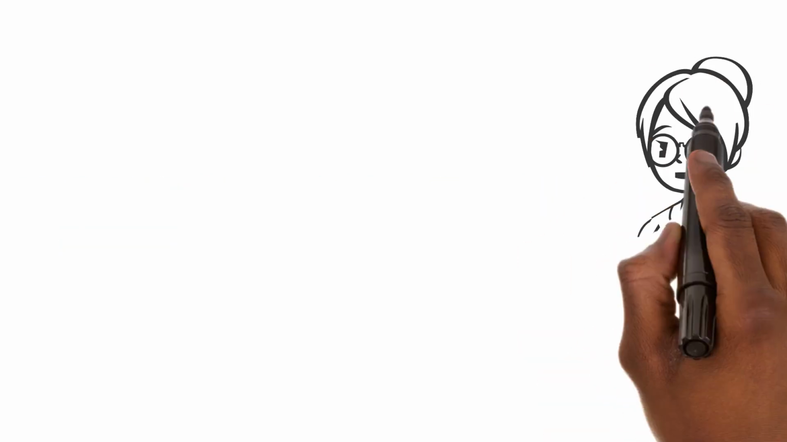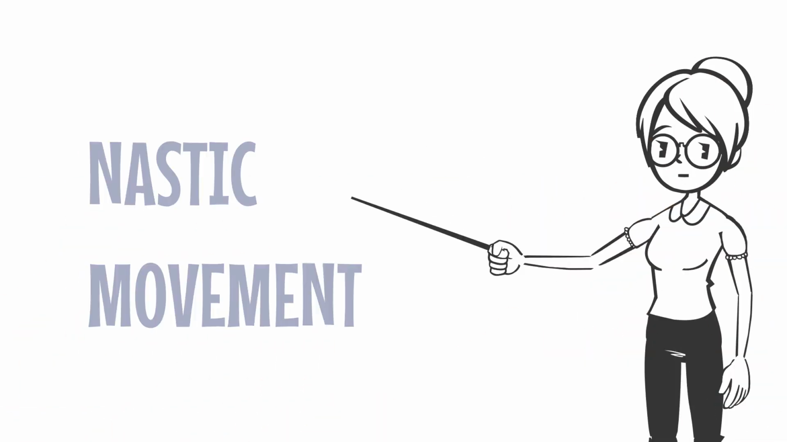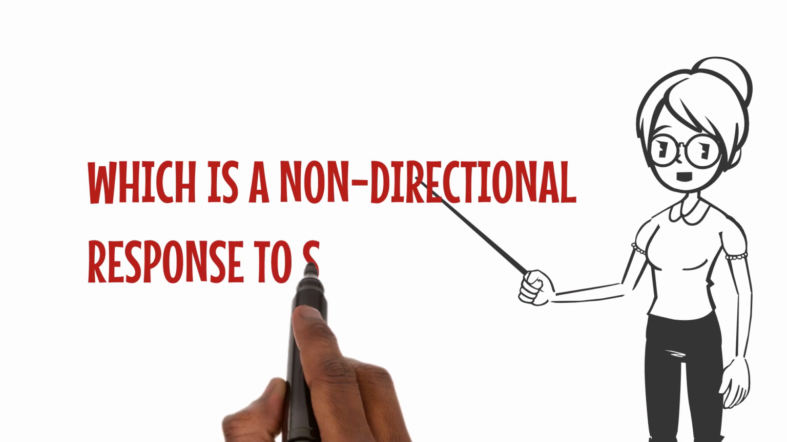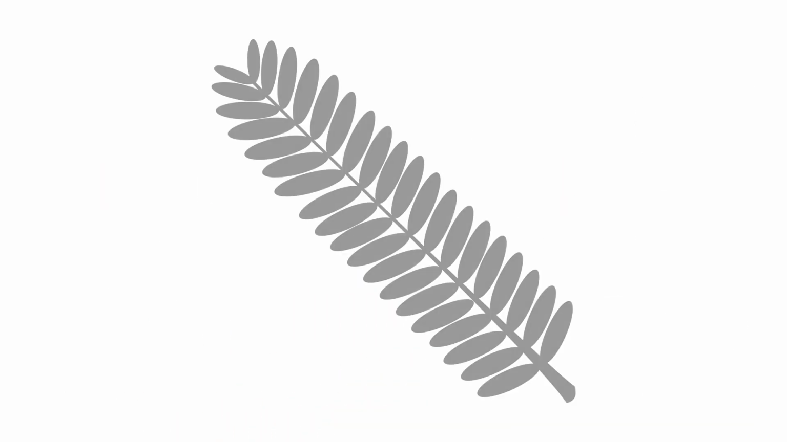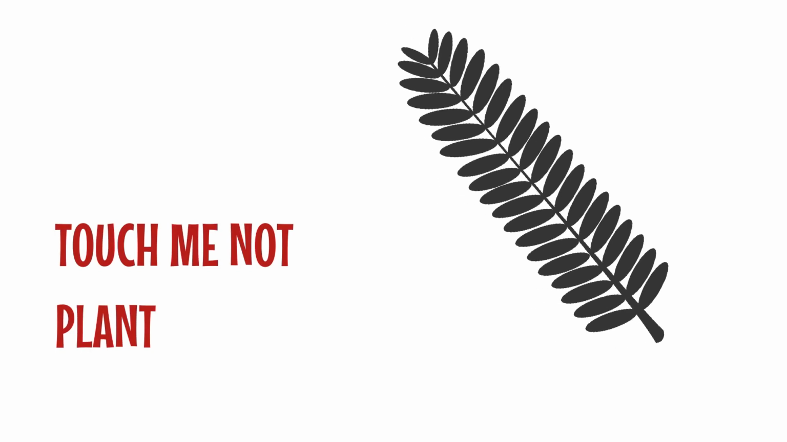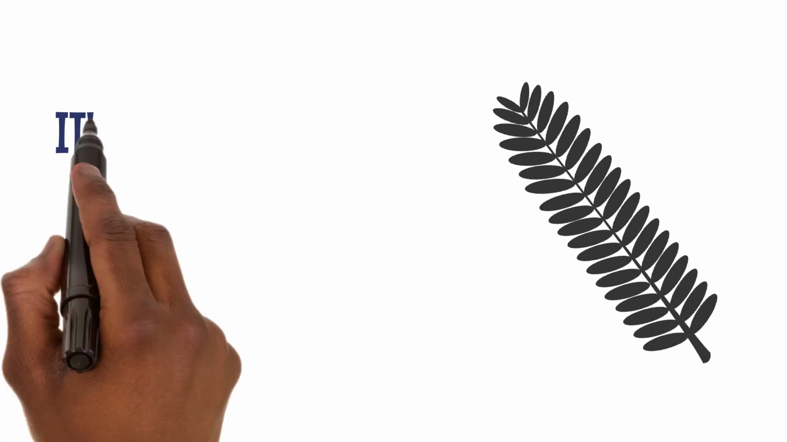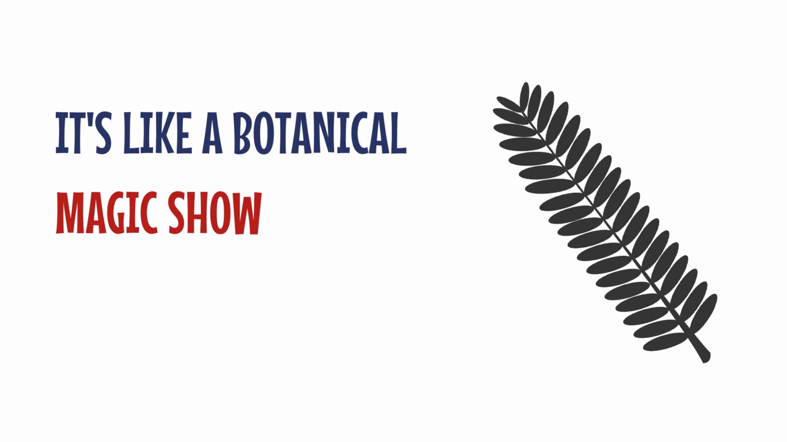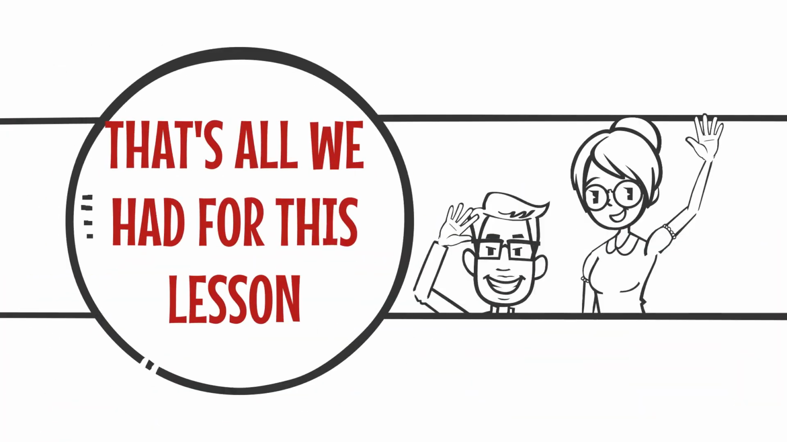Another type of plant movement is nastic movement, which is a non-directional response to stimuli. Picture the sensitive plant, also known as the touch-me-not, dramatically folding its leaves when touched. It's like a botanical magic show. That's all we had for this lesson.